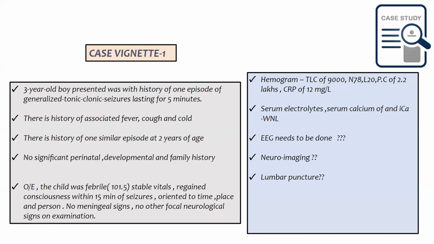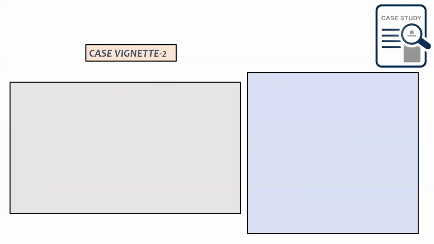Lumbar puncture: the TLC looks okay, and the child is not less than 1 year. The child is 3 years old. He's oriented to time, place, and person. No meningeal signs. I would not do a lumbar puncture. So the diagnosis would be a typical febrile seizure, a simple febrile seizure. All right. So this is a typical case.